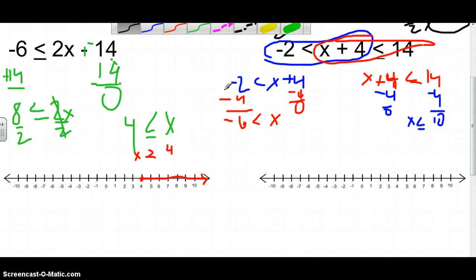Now remember, we have to write this in compact form. So we're going to bring these x's and put them in the middle. And then we're going to bring back this less than or equal to 10.